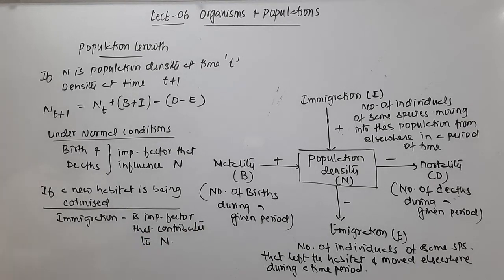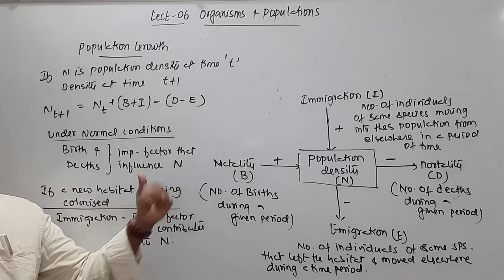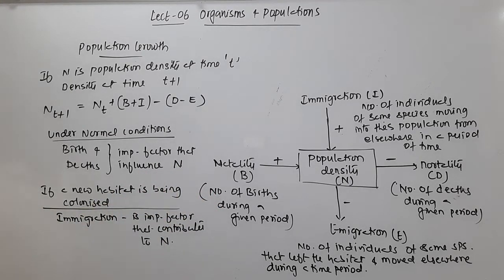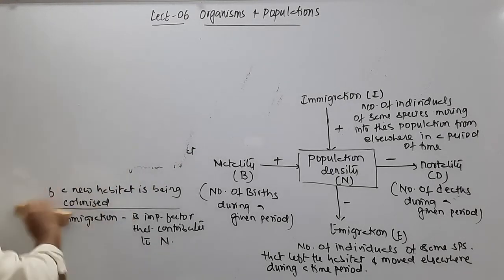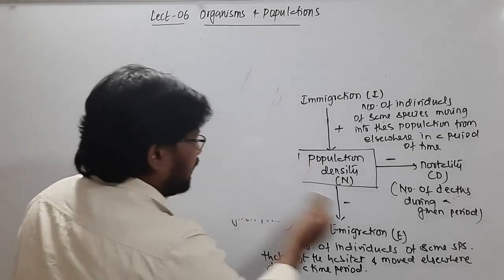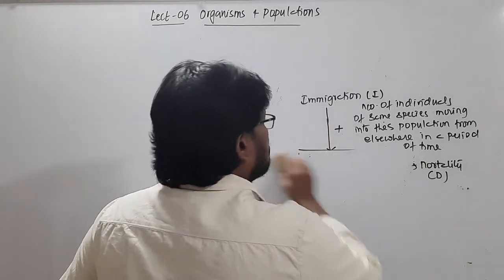So I hope we understood the population, and what factors influence the population density. Births, deaths and immigration contribute to the number of the population density, whether it is going to increase or decrease. It all depends on such factors. So now let's look at the growth models. The next one we'll discuss is the growth models.